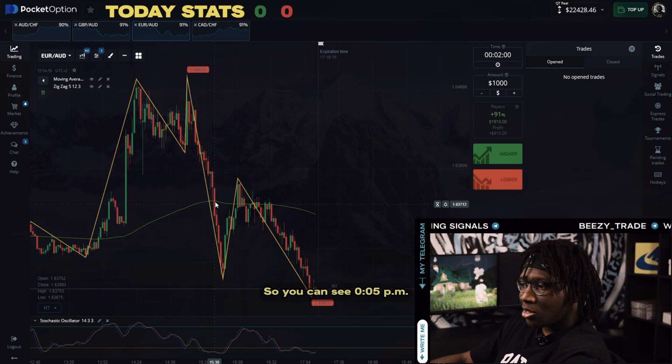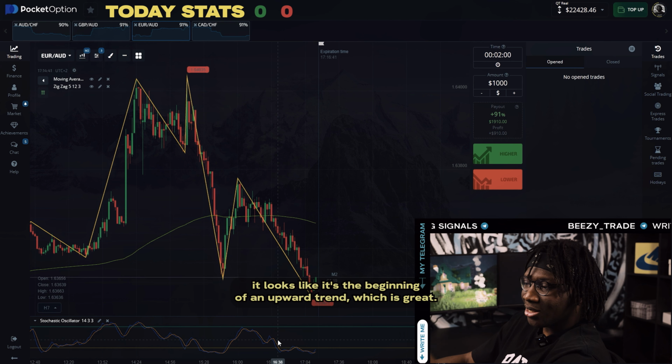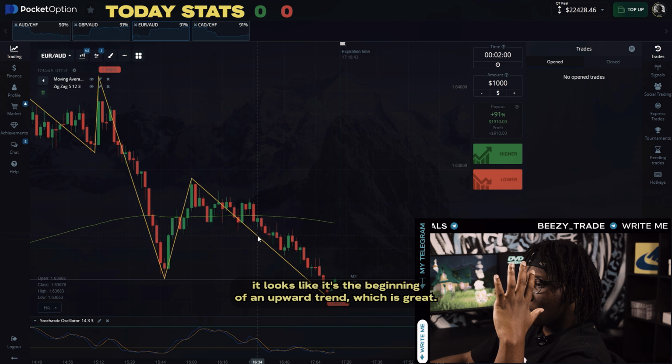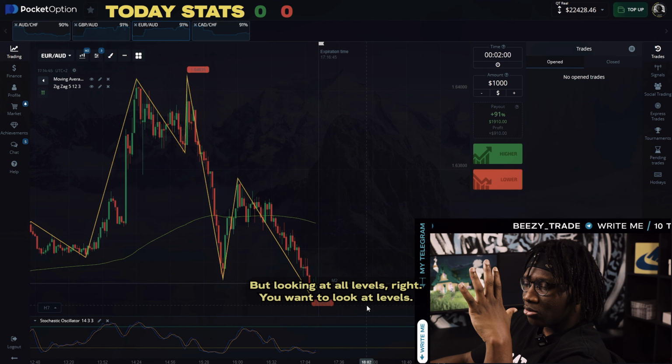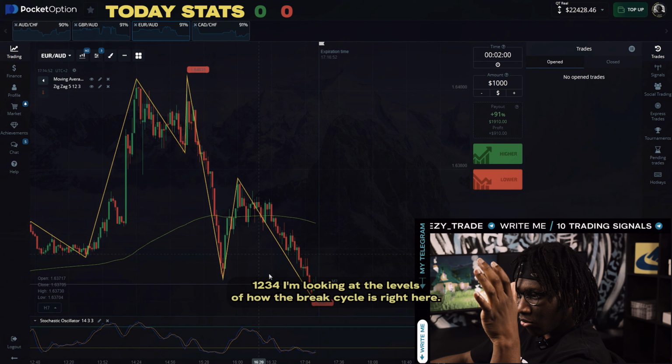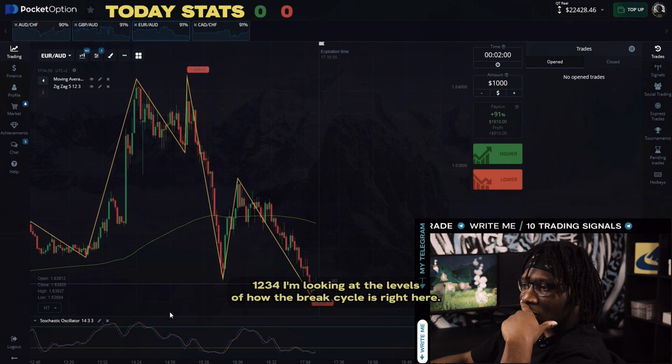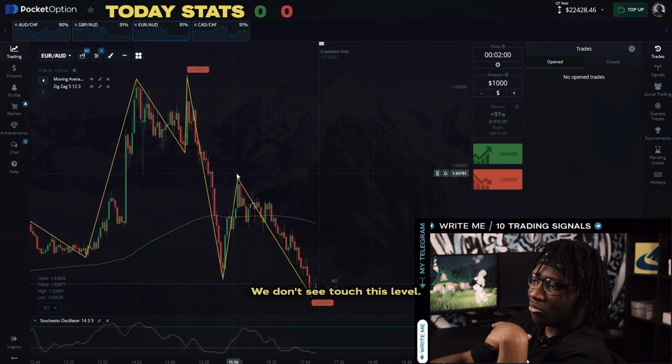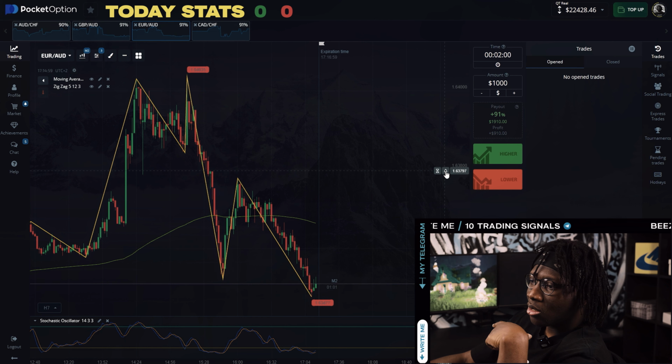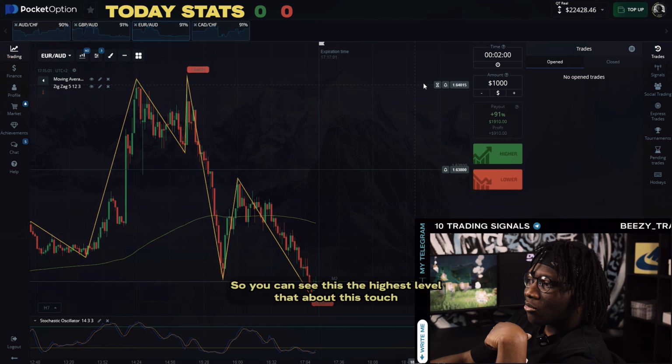So what we're looking at there, we're at euros and Australian dollars. First thing we're looking at at this point, you can see that it looks like it's the beginning of an upward trend, which is great. We're looking at our levels, right? You want to look at levels. So look at this. What I'm looking at is 2 boxes right here. I'm looking at the levels of how the breaks are going. We don't see it touch this level at a point right there. And you can see this is the highest level that the market has touched before, just recently in the last couple. So right now, obviously, it looks like we're starting an upward trend.